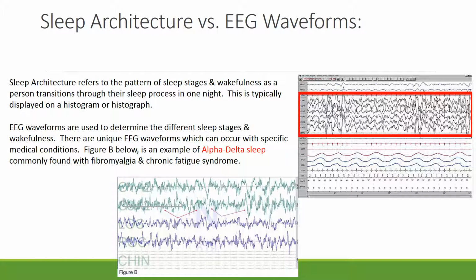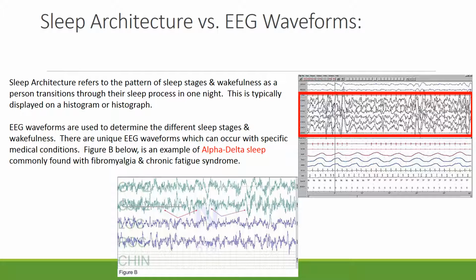And what it is, alpha waves are the type of EEG activity that we see in our brain waves when we're awake. Delta waves are very big and slow waves. So when you see the alpha waves on top of the delta waves, this is abnormal. It shouldn't look like that. And again, like I said, it's common in fibromyalgia and chronic fatigue syndrome.